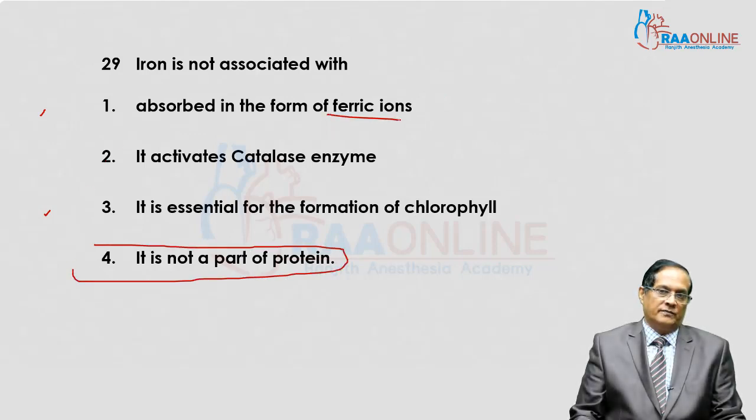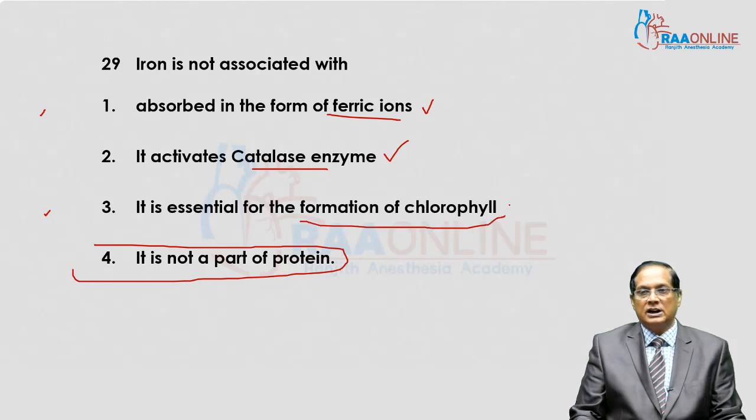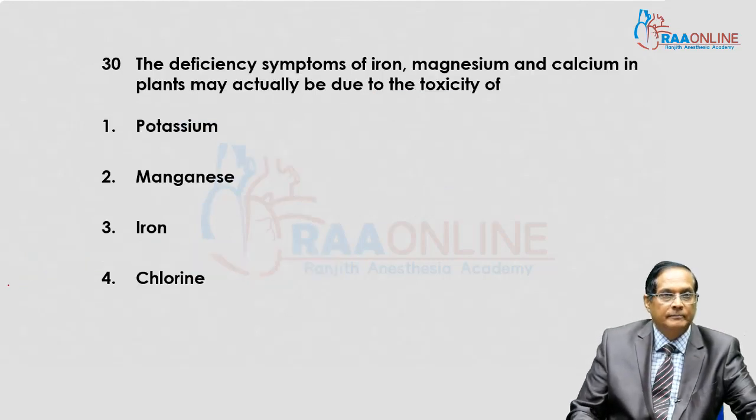Absorbed in the form of ferric ions from soil, right? It activates catalase enzyme, right? And I have already mentioned this while describing the structure of chlorophyll, that is right. So in this way, the fourth option is wrong. That is not the part of protein.